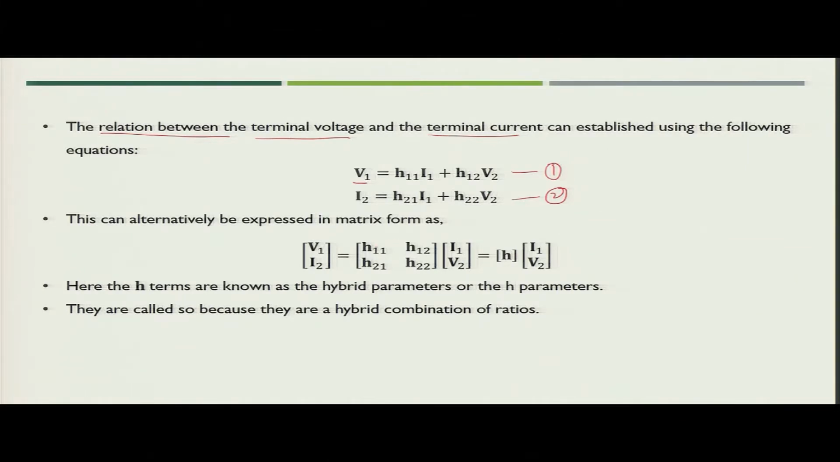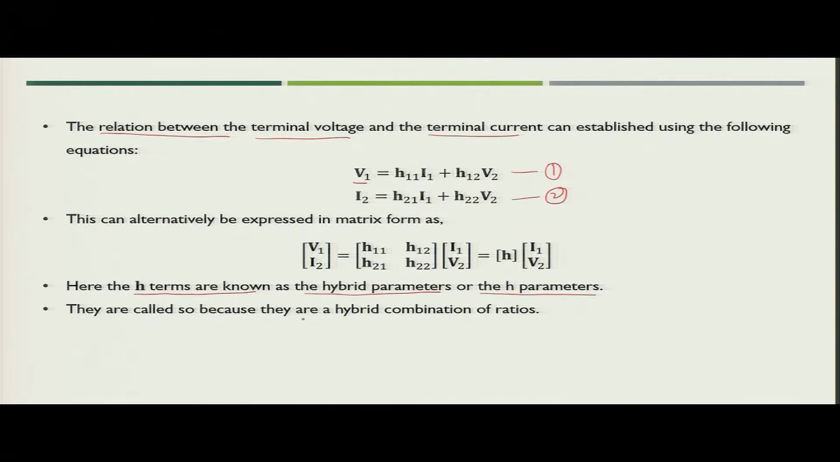Now, in matrix form how will we represent this? You will have a vector which has V1 and I2 as components, then the H matrix, and then the independent variable vector, that is I1 and V2. So, in summary we can say that the dependent vector is equal to the H parameter matrix multiplied by the independent vector. These H terms are known as the hybrid parameters or H parameters.